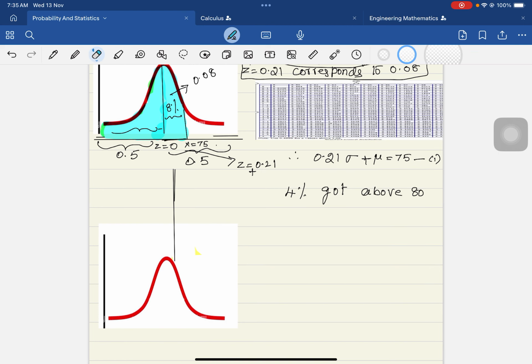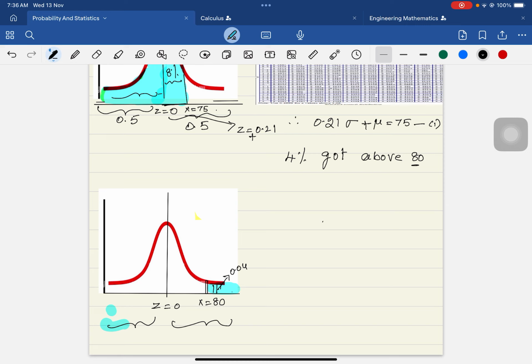So this is the area. Try to understand, this area is 4%, which is above 80, because already this side is 50% and this side is also 50%. But above 80 I have only 4%. So that is the meaning of 4% above 80. So what we write down now is, you have to check this point: this is 0.04 above 80.